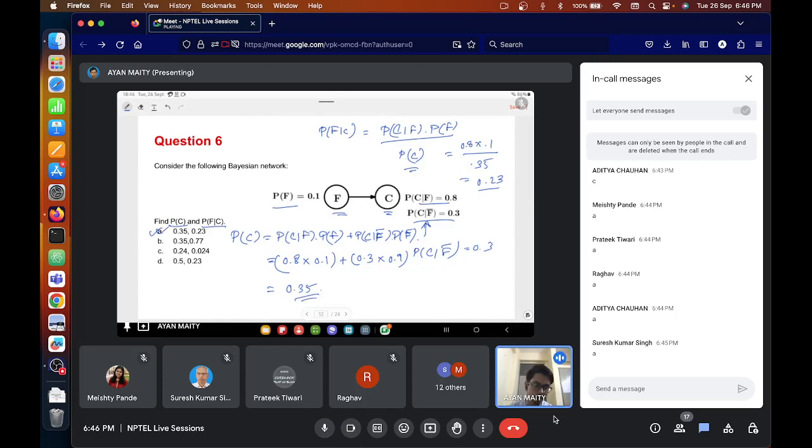Yeah, so I've got 4 other answers in the chat. Pratik, Raghav, Aditya and Suresh all have written option A. Yeah, option A is the correct answer, 0.35 and 0.23.